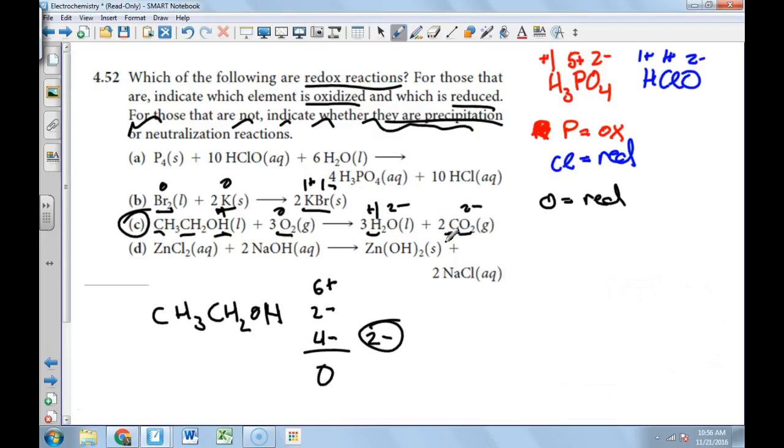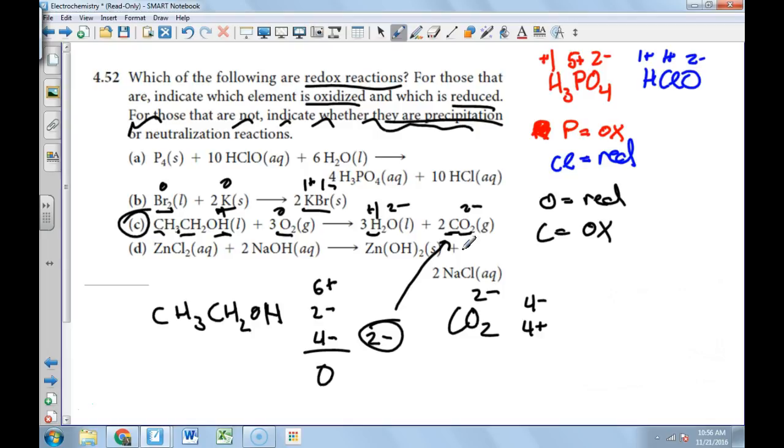Over here, the carbon is a part of a compound, CO2. Oxygen is 2 minus. There's 2 of them. That's 4 minus. And so that means that carbon must be 4 plus. So carbon is the thing that's being oxidized because its charge is going from a 2 minus here to a 4 plus on this side.